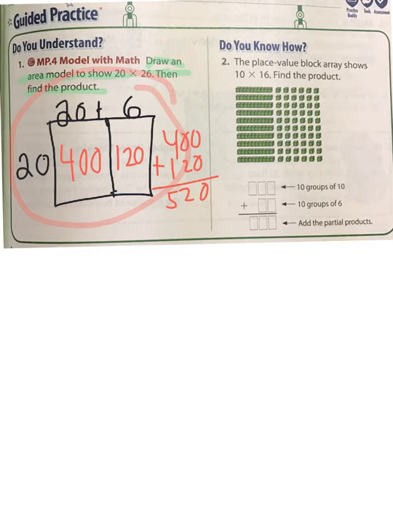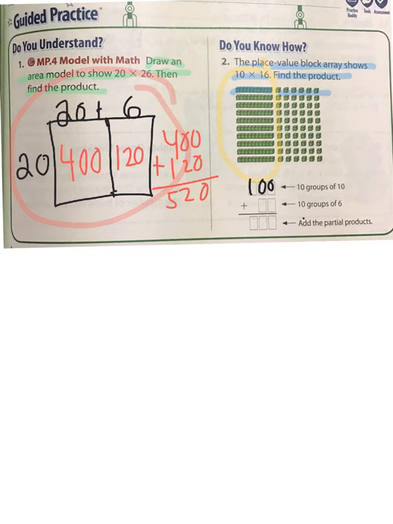Number 2, the place value block array shows 10 times 16. Find the product. So going across each row, we have 10 plus 6 more, which is 16. Our first partial product is just going to be our tens. So we have 10 groups of 10. Our first partial product is going to be 100.